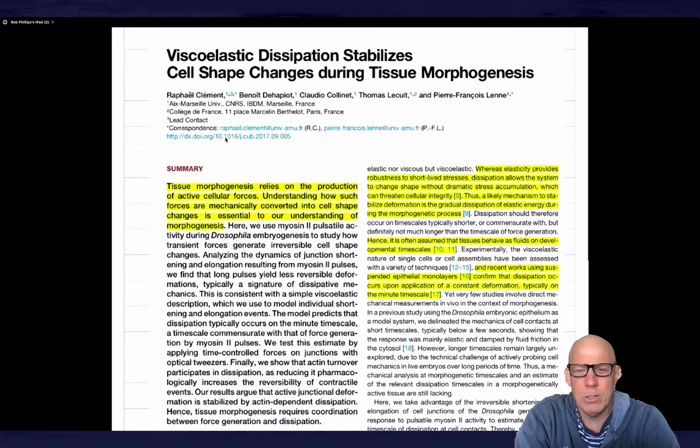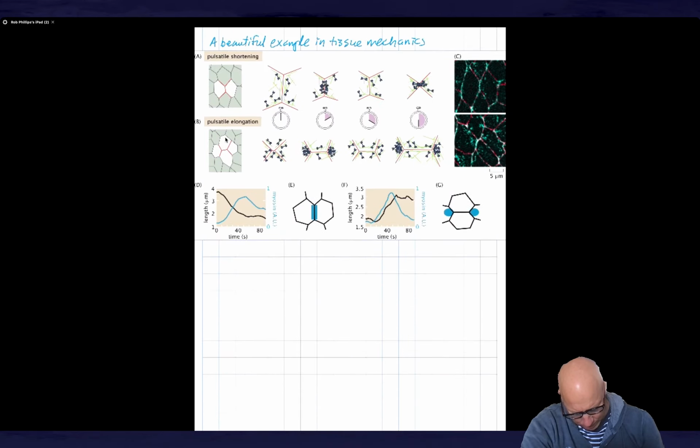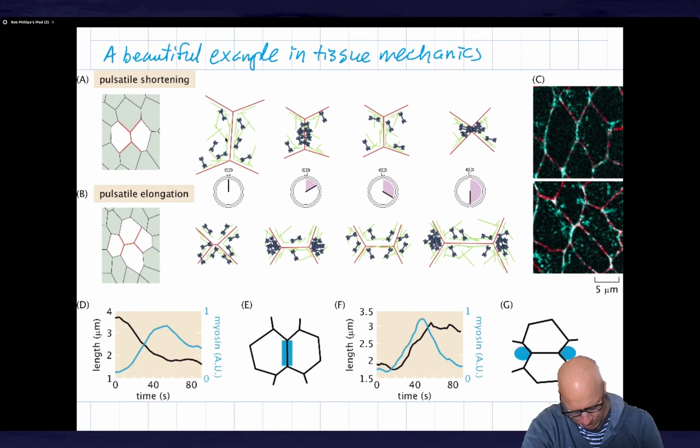As they say here, tissue morphogenesis relies on the production of active cellular forces. Understanding how such forces are mechanically converted into cell shape changes is essential to our understanding of morphogenesis. So in this paper, I'm going to show you a video in a little bit, but let me just give you a sense of what's going on.